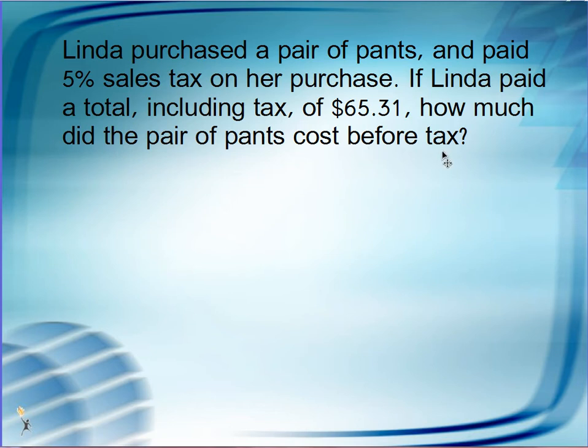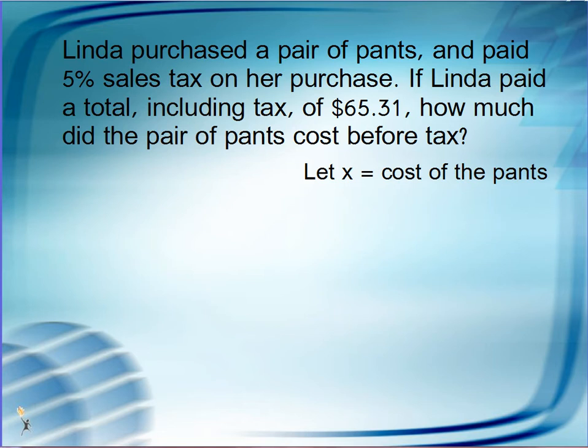So now that we've read through the whole thing, we can pay attention for a minute to the very last sentence. It's asking us how much the pair of pants cost before tax. And since that's what it's asking for, that's our unknown. We're going to create our variable so that it equals what the question is asking us for. X in this case is equal to the cost of the pants before tax.